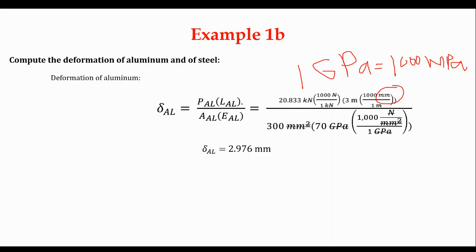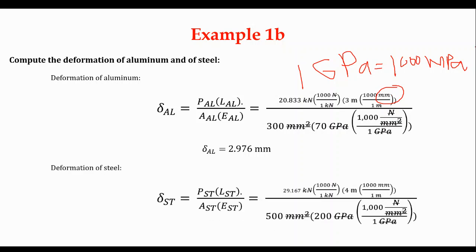Now, how about for steel? For steel, the force in steel times the length of steel over the area of steel times the elasticity of steel. So the same thing is done: substitute, and then you have to check the consistency of the units. The resulting unit should still be mm. Okay? Unit of length.